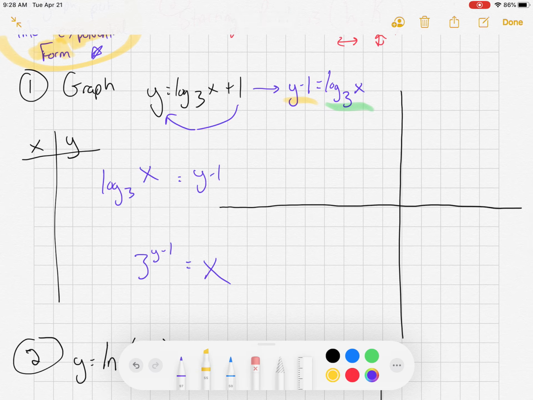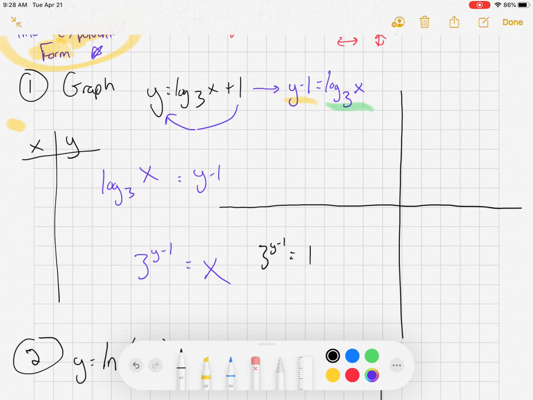Now, you notice I have an xy chart. I'll try to make it so this is the only thing on the screen. I have an xy chart right here, so let's start plugging in values. We're used to plugging in values for x, so let's plug in 1 for x. So 3 to the y minus 1 equals x, equals 1.